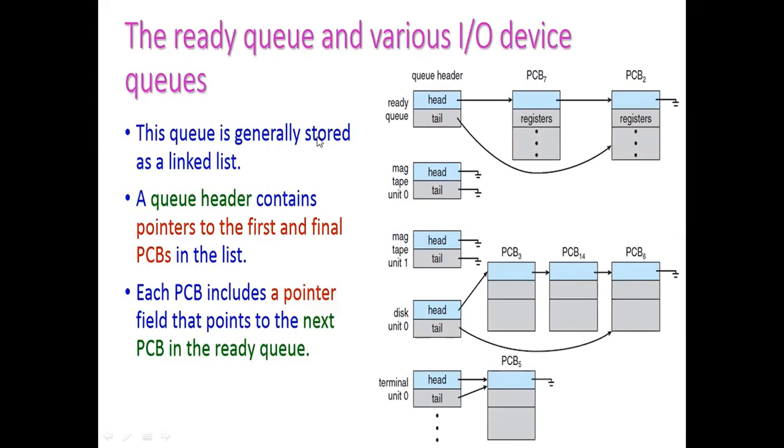The ready queue is generally stored as a linked list. Okay, the queue header will be containing pointers to the first PCB in the list and also to the last PCB in the list. PCB is process control block, and each PCB includes a pointer field that points to the next PCB in the ready queue.